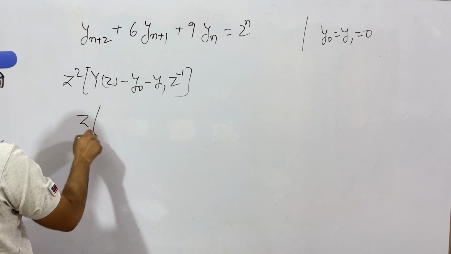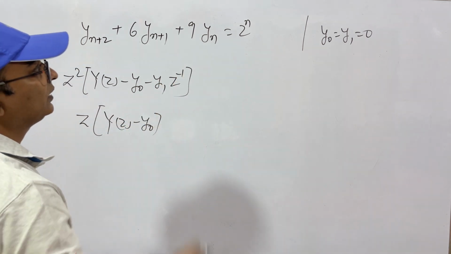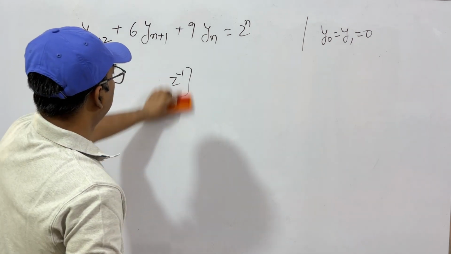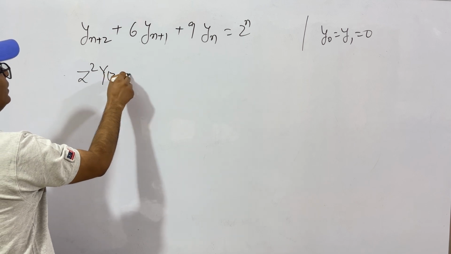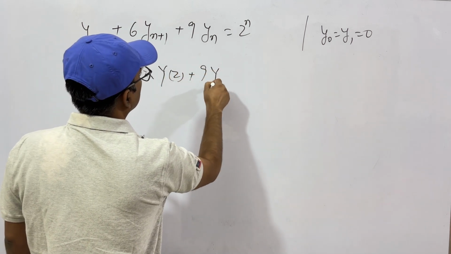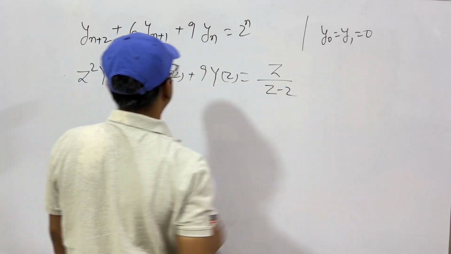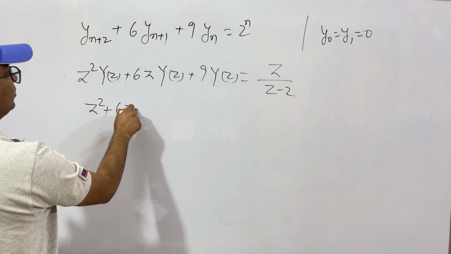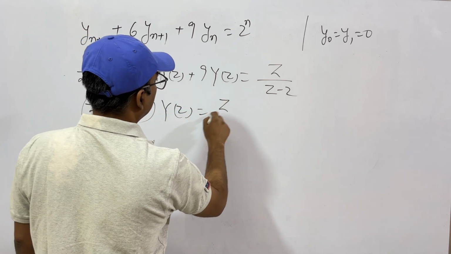From here what will you get? You will get z Y(z) minus z y0. But you see, y0 and y1 are equal to 0, so these terms will vanish. So what you get is simply z square Y(z) for this. Here you will get 6z Y(z). This is 9 Y(z). And this is a to the power n, so z by (z minus 2). Okay, so this you can combine: (z square plus 6z plus 9) Y(z) is equal to z by (z minus 2).